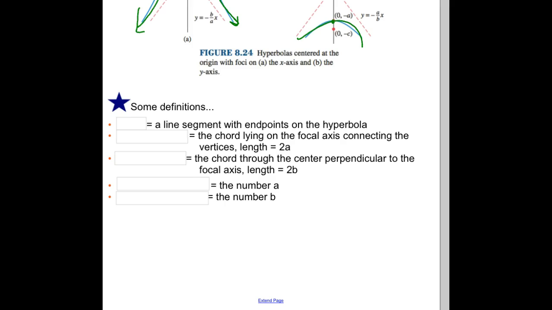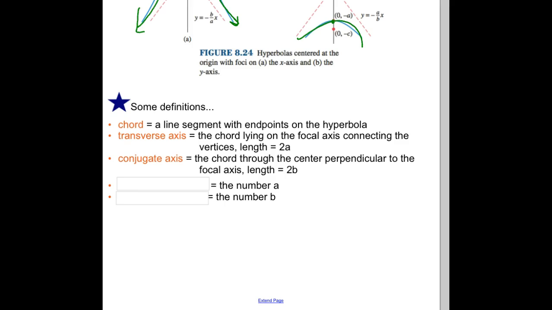All right, a couple more terms. In an ellipse, we called it a major and minor axis. Okay, major was the longer one, minor was the shorter one. A couple different terms here. This time it's called transverse and conjugate for our axes.